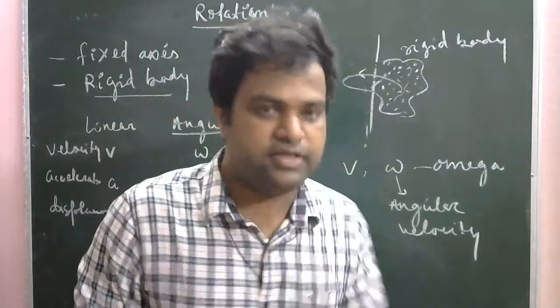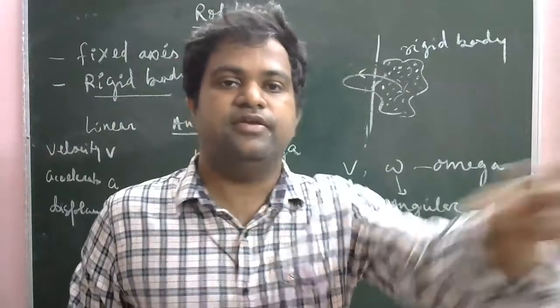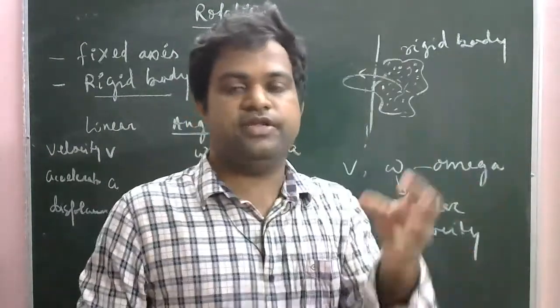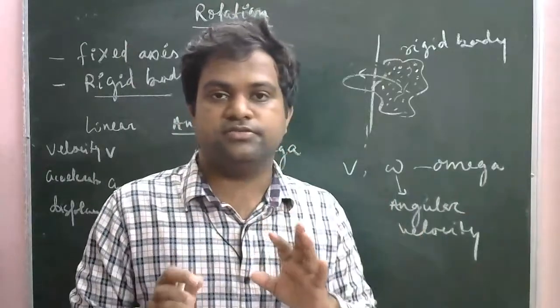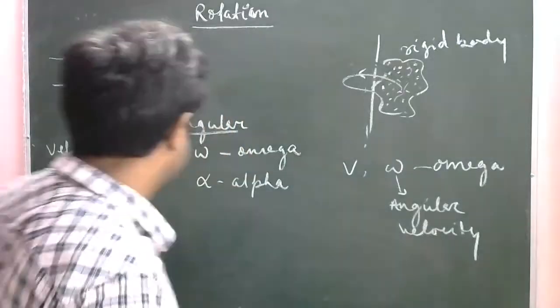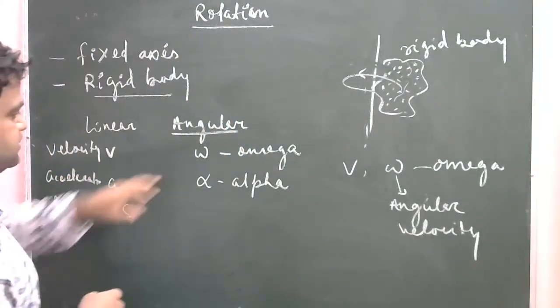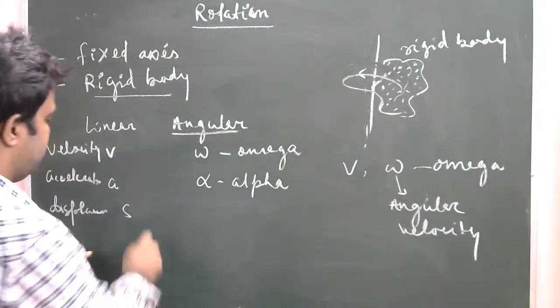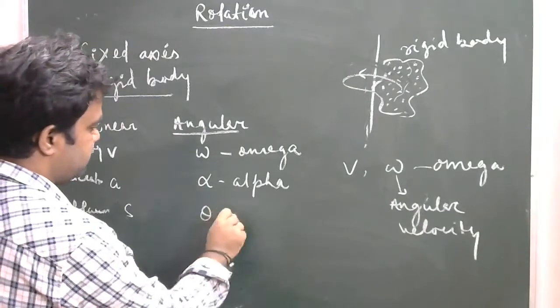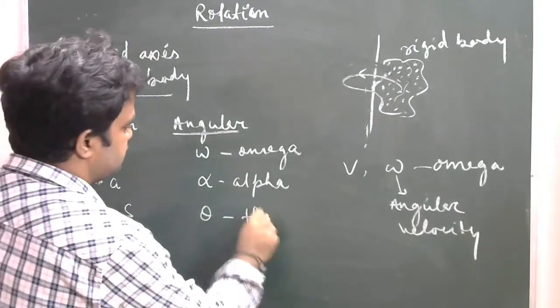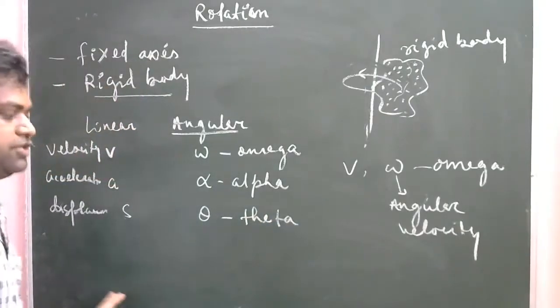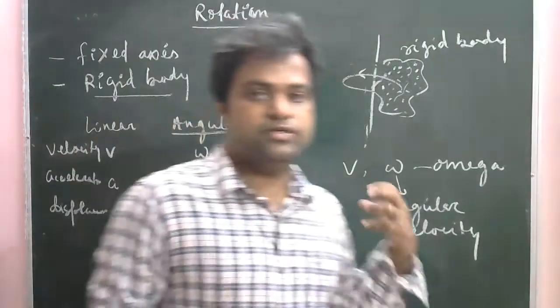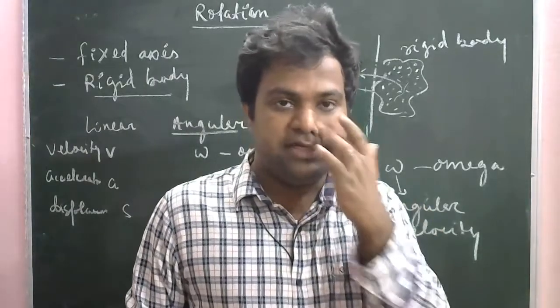It's not linear. Linear is when the object was moving in a straight line. Now when it is rotating, all the terms will be angular. Okay, so just don't get confused by the terms. So these are v, a, s, and here omega, alpha, and theta. The theta symbol is known to you. Many times you have used it in trigonometry, right? So theta is the displacement.